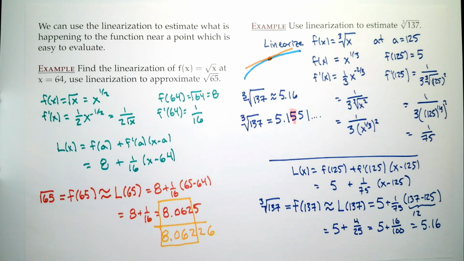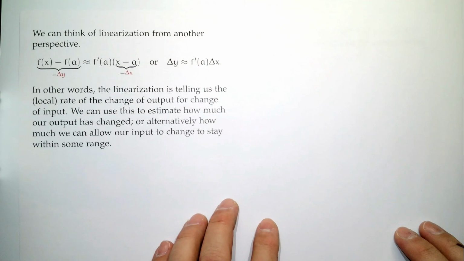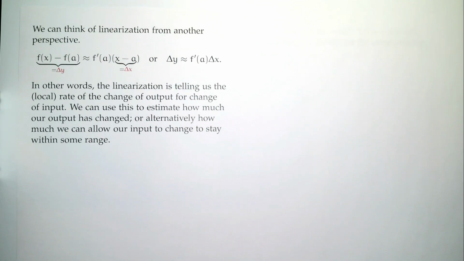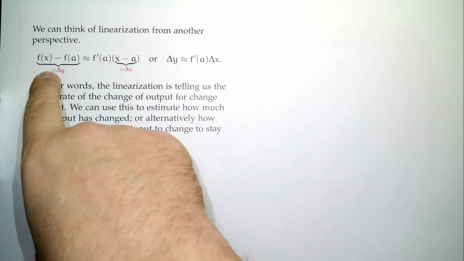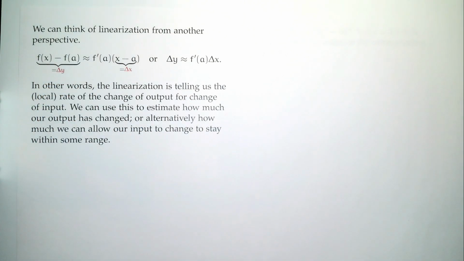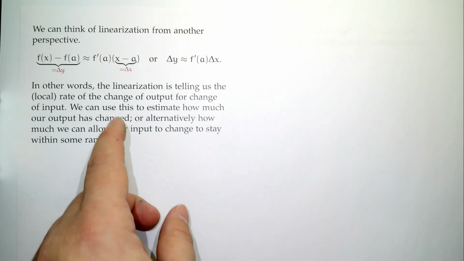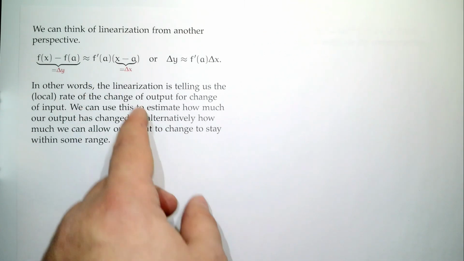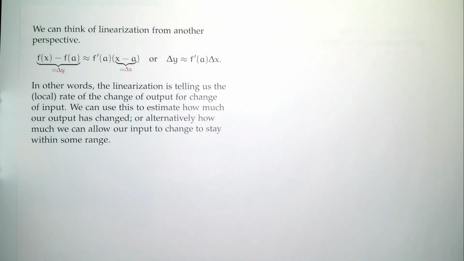All right, well, the next thing is we can, again, think about linearization in another way. This is just rearranging. I can rewrite my expression: I move the f of a back and put it with the f of x. So I have f of x minus f of a, which is really saying what's the change in the outputs, or change in y. Remember that we use that symbol delta. The delta represents change in. So the change in y is approximately f prime of a times x minus a. And x minus a is our delta x, or change in x.